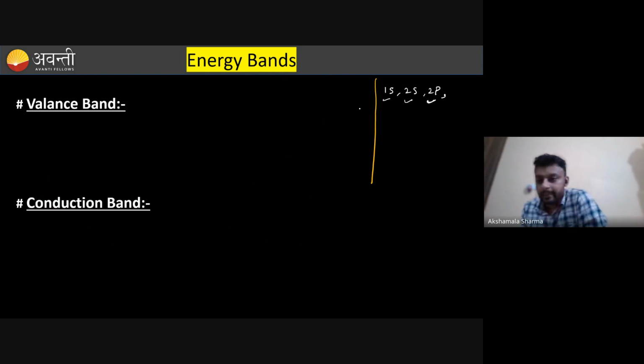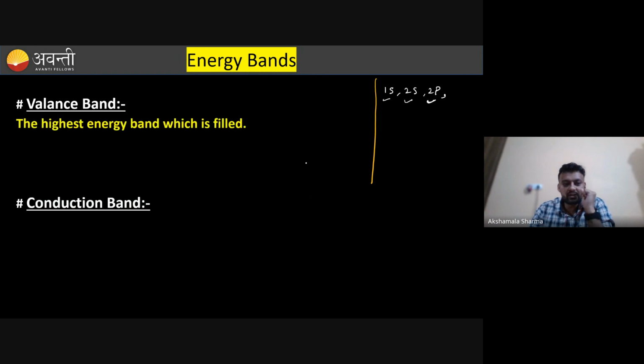Now, what is the valence band? The band which is filled with electrons is called the valence band. You can see the definition: the highest energy band which is filled. Out of these three, which is the highest? You can say 2p is the highest band, which is filled, completely or partially, doesn't matter.